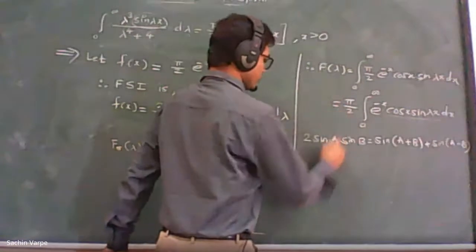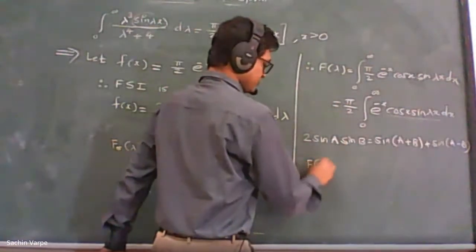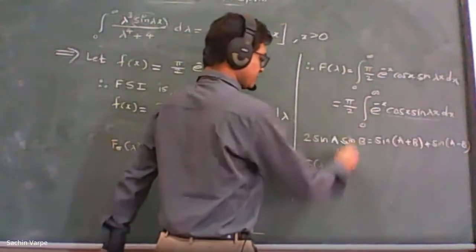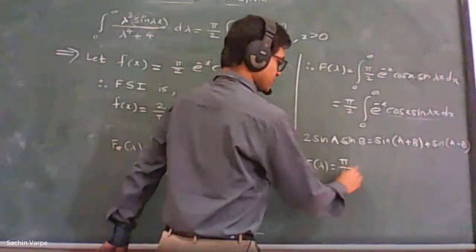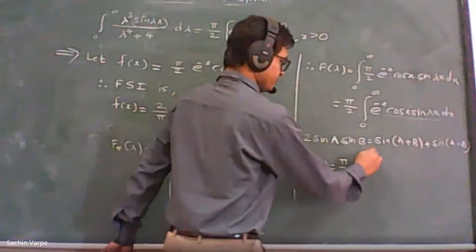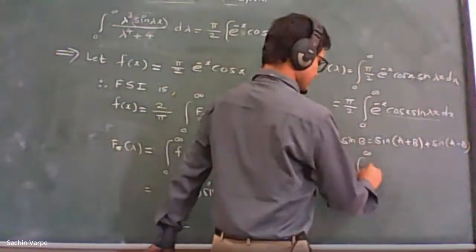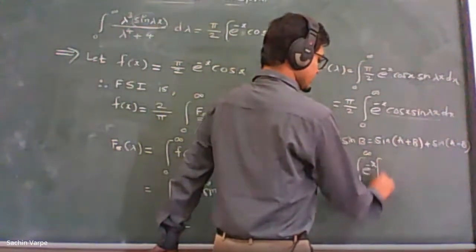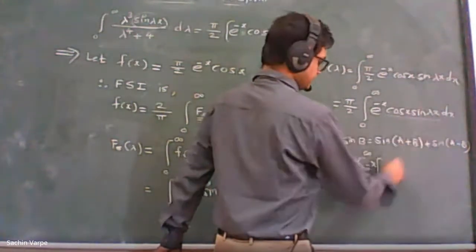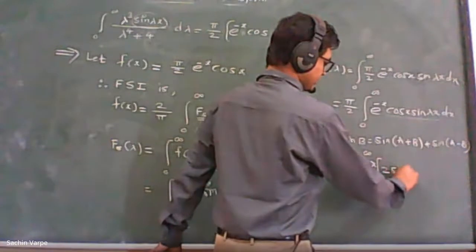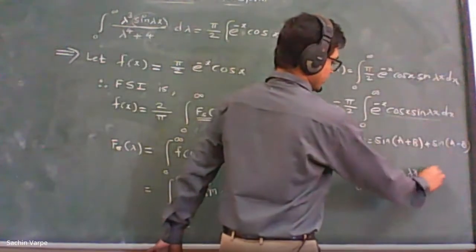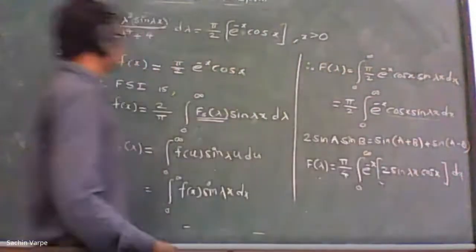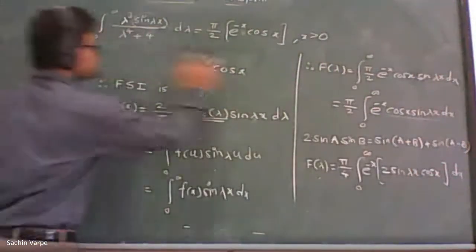So therefore f of lambda is equal to, I'm adjusting the 2, so this will be pi by 4 times the integral from 0 to infinity of e to the power minus x into 2 sine of lambda x cos x dx. And now use this formula.